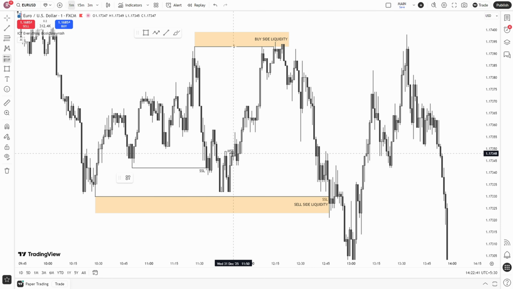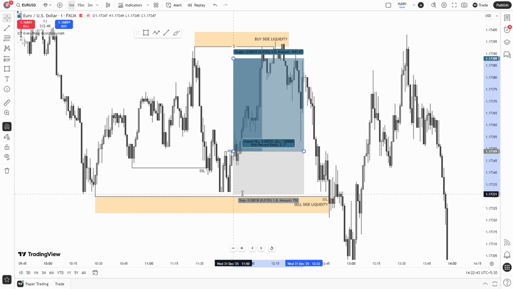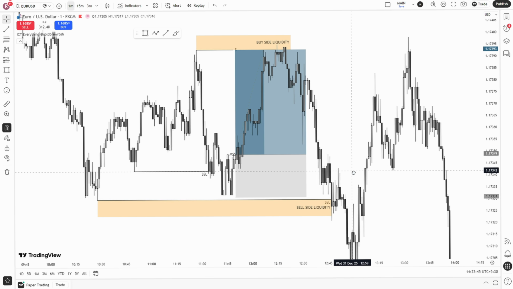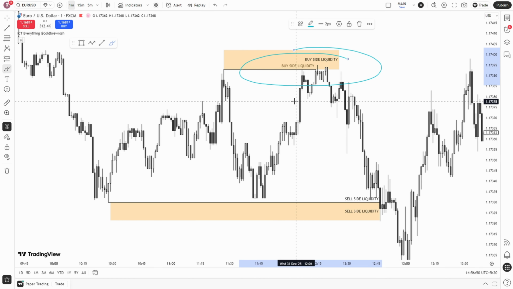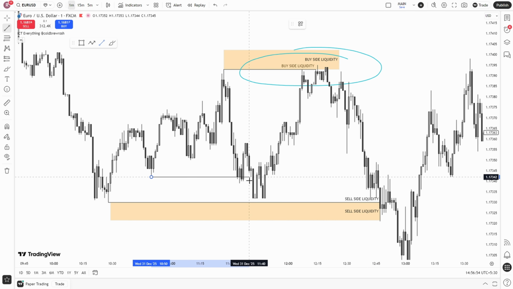From there, targets can be set along the way, ideally at these highs. After that, till this point right here, you can see this was our external buy-side liquidity sweep, which we actually targeted from the internal sell-side liquidity.